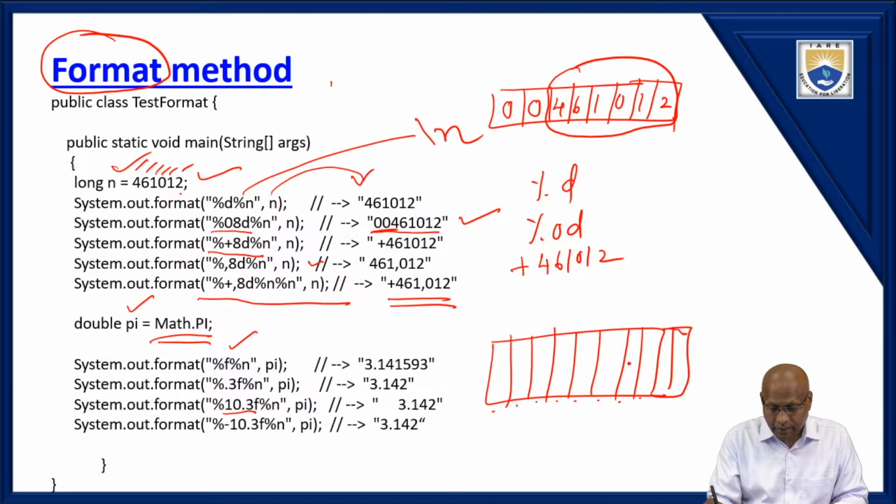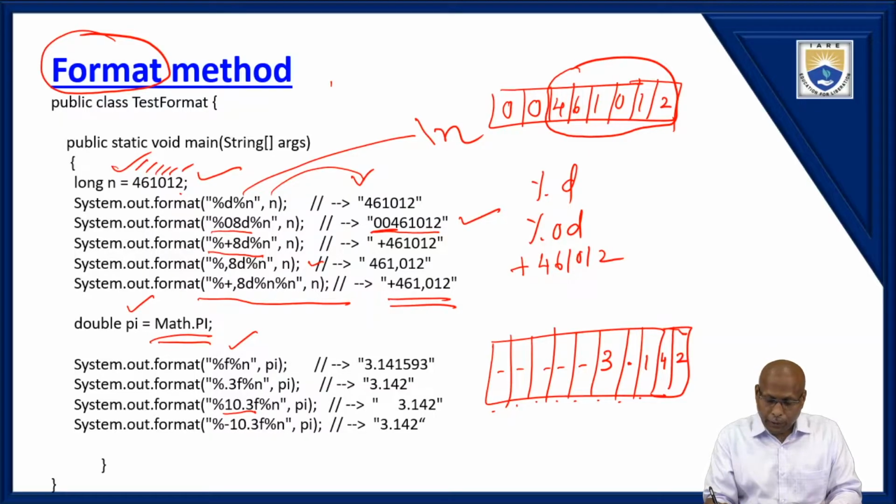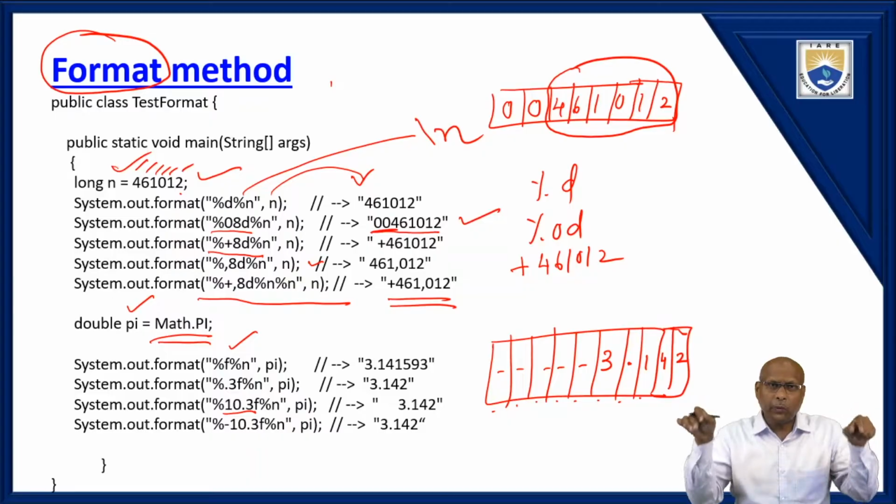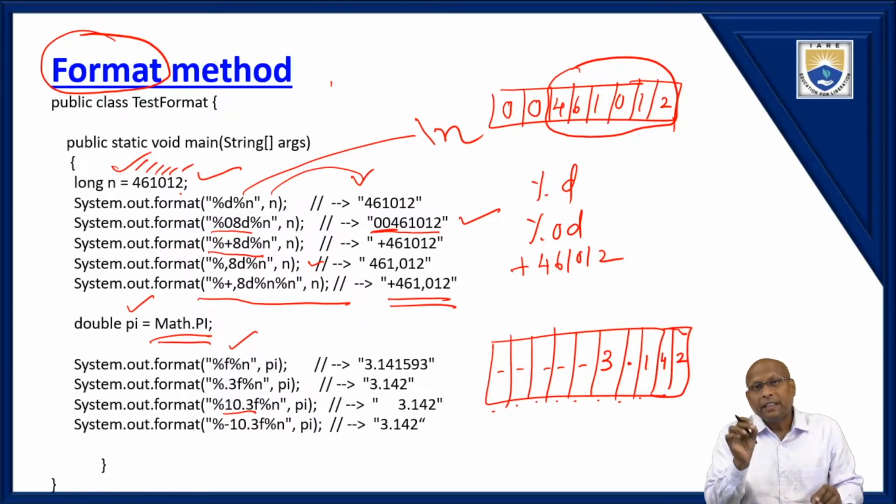After the decimal, 3 digits. So our values are 142, and 3 will be here. The remaining will be vacant. So if you want to display the data in this format, it will automatically allocate 10 spaces. In the 10 spaces, after the decimal 3 digits will display, and the remaining positions on the left side will be vacant. So this much space is allocated for you to display the data.